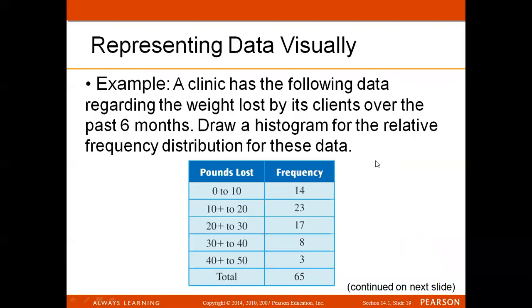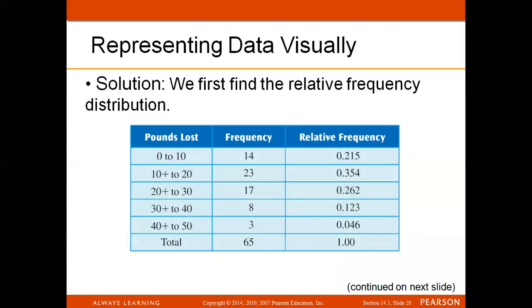And our frequencies are listed as 14 people lost between 0 and 10 pounds, 23 people lost 10 plus to 20 pounds, 17 people lost 20 plus to 30 pounds, 8 people lost 30 plus to 40 pounds, and 3 people lost 40 plus to 50. Now we also construct a relative frequency column. If we add up the individual frequencies, we have a total of 65. If we divide 14 by 65, we get 0.215. 23 divided by 65 gives us 0.354.